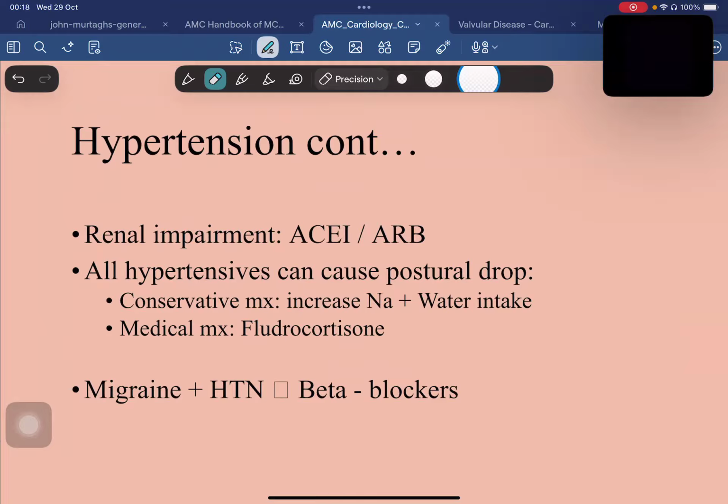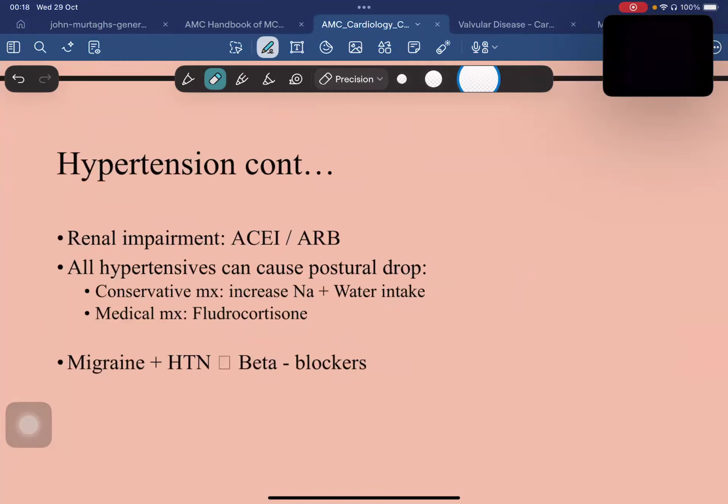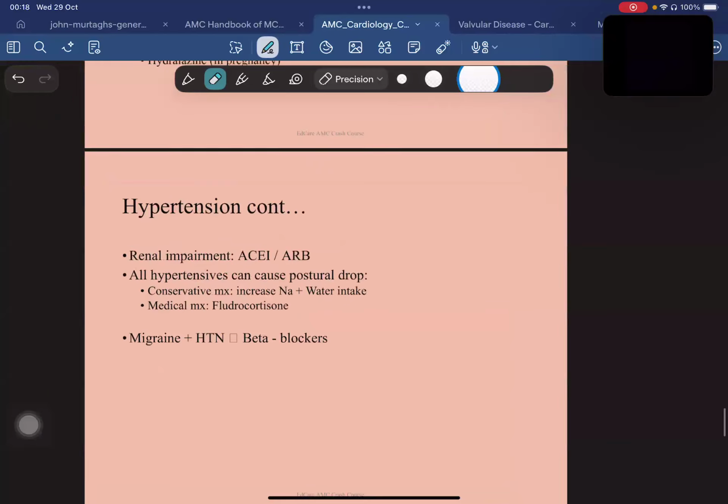Another good to know point is that all hypertensives can cause a postural drop. For that, you can do conservative management like increase sodium and water intake. And also you could give medical management like fludrocortisone. And then another thing to remember, this has also been an AMC question: if a migraine patient comes with hypertension, you can always give beta blockers. So that's another important thing to remember.